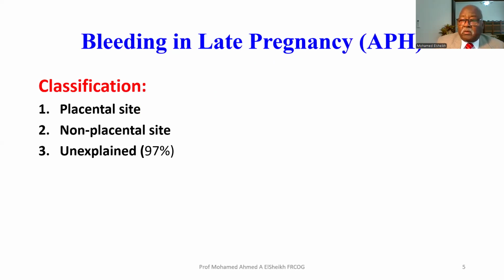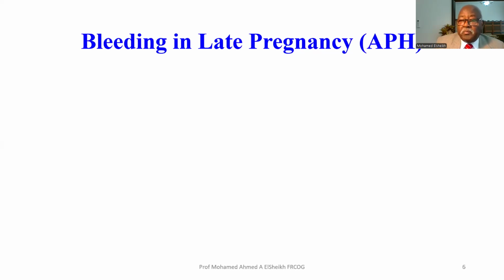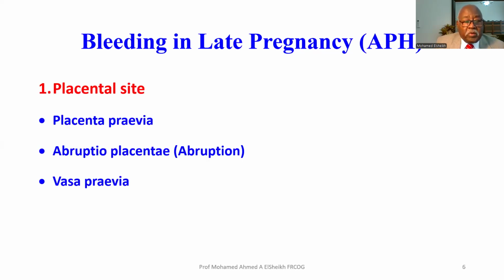So how do we classify it? Different ways, but an easy way to do that is to say this is coming from the placental side, non-placental side, or unexplained, and the majority are unexplained. We look at the placental side for possible causes, but yet it is unexplained. So when we say placental side, we still classify into three sources from which it could come: either placenta previa, or abruptio placentae, or vasa previa. And we'll see each one of them, what we mean by it, and how we can manage it.